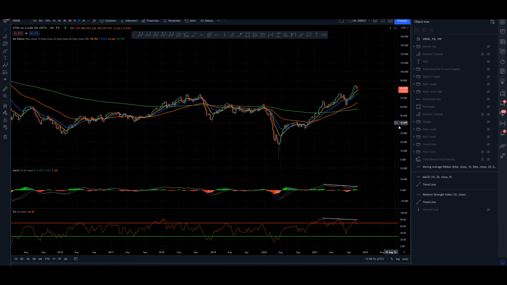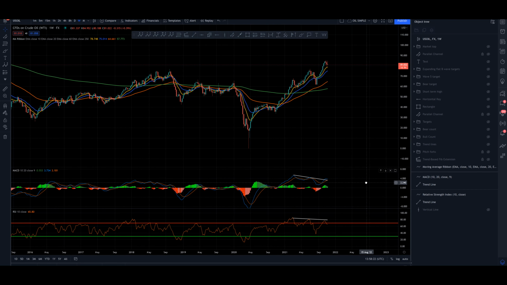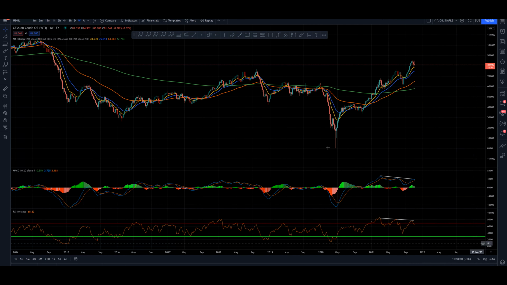We've got a 10 in yellow, 20 in blue, 60 in orange, 250 in green. Then we've got our MACD here set with a 10 for the average, 20 for the signal in blue and orange respectively, with a little red and green histogram here. And then we've got an RSI set to a 10 close with a green 30 level representing oversold and the red 70 level representing overbought. That's just keeping an eye on that divergence. Let's close the window here.